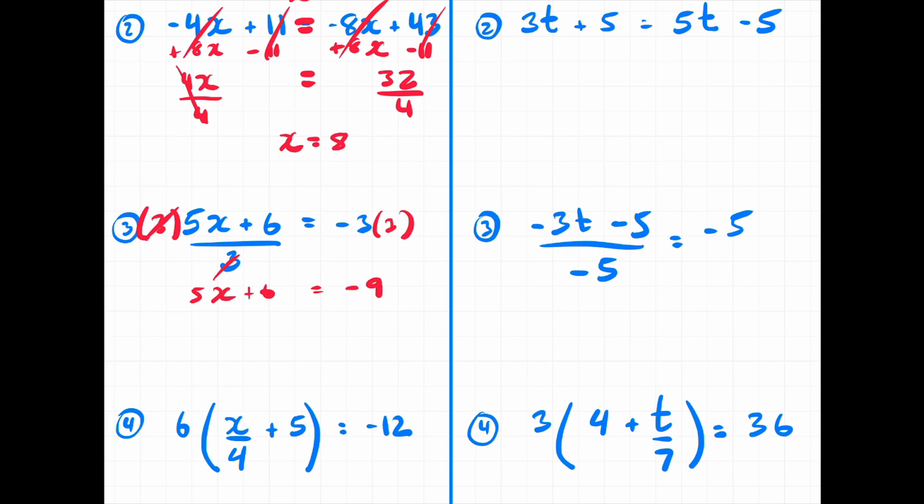Now I need to get rid of the 6 by subtracting 6 from both sides, and I have 5x equals negative 9, and negative 6 is negative 15. And finally, divide both sides by 5 to isolate that x, and I get x equals negative 3.